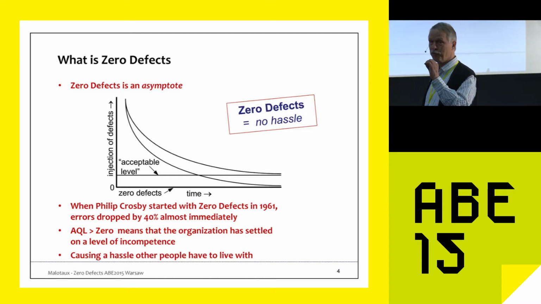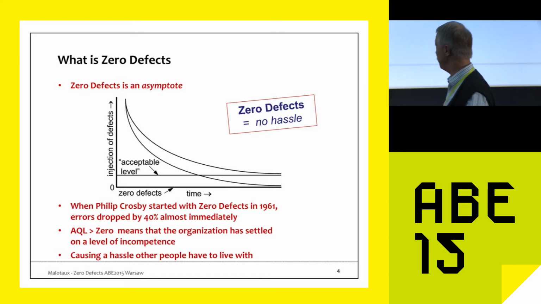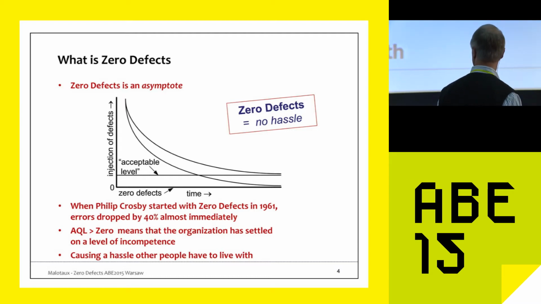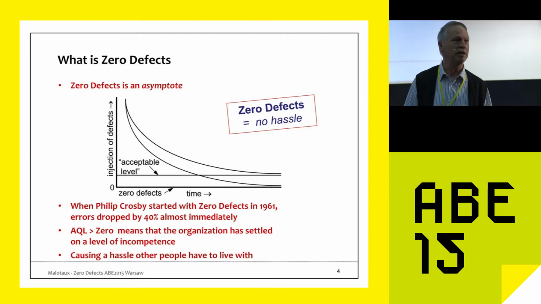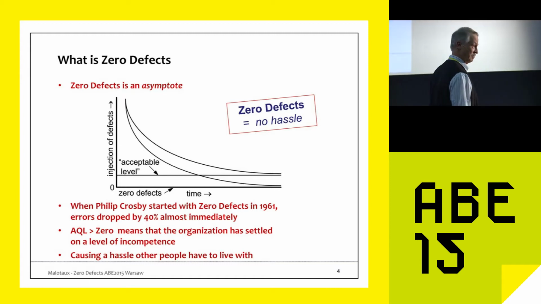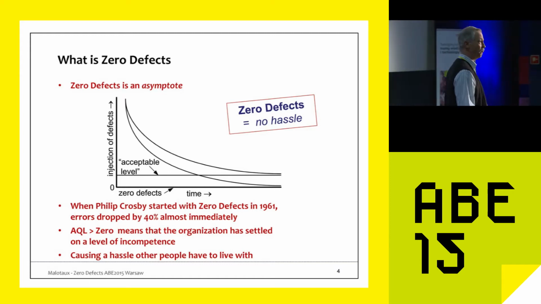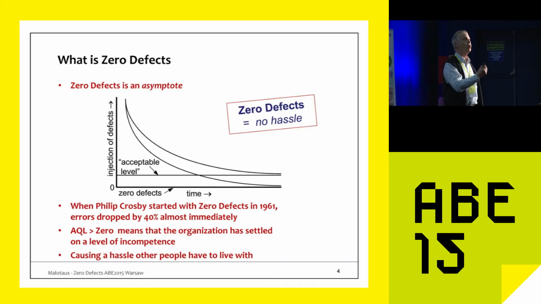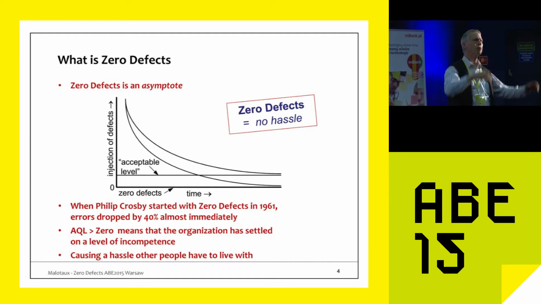Crosby says, if your acceptable quality is more than 0, it means that your organization has settled on a level of incompetence. Causing a hassle people have to live with. Your users have to live with this hassle. So another word for zero defects is no hassle. Are the products you give to the users of your software, do you cause no hassle at all? Who does? Or do you cause some hassle?